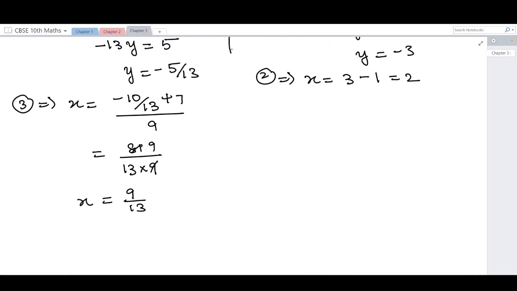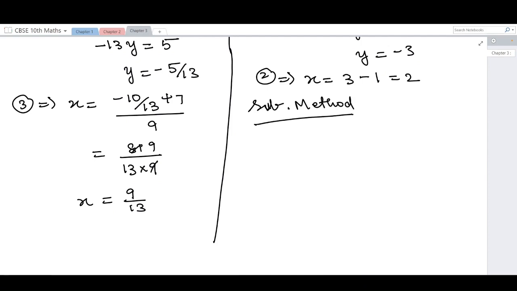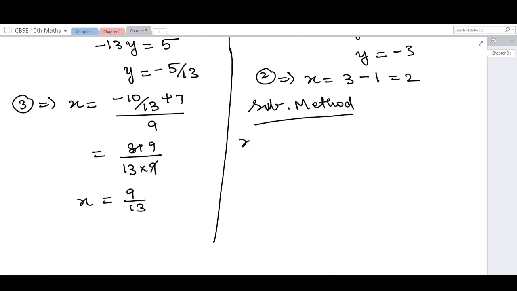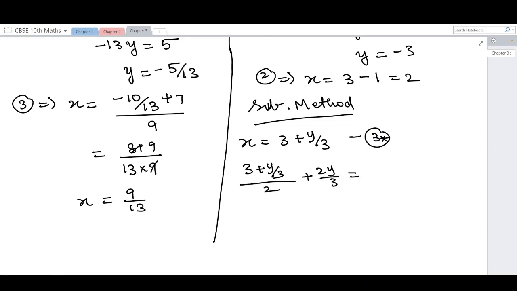Now let us check this by substitution method. For that I have to rewrite any one equation, either 1 or 2. Let me take the second equation. If I rewrite that, I will get x equal to 3 plus y by 3. Let me take this as 3 star. If I substitute this in the first equation, I will get (3 plus y by 3) whole divided by 2 plus 2y by 3 equal to minus 1.